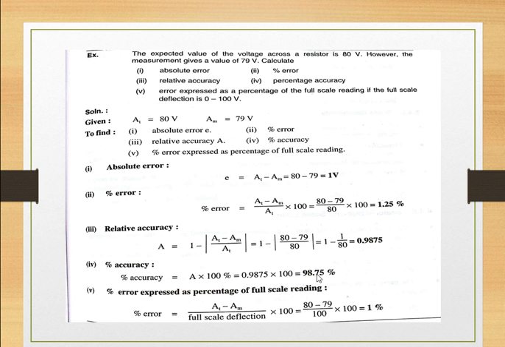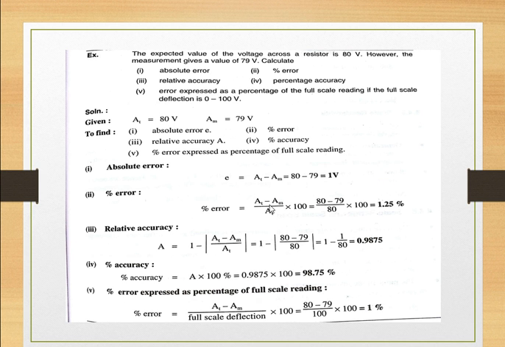So relative accuracy is 1 only when the expected value and the real value are equal. Okay, so there will not be any error at that time. So this 80 minus 80 will be 0, so there will be 0 error. Absolute error will also be 0. So we can say that whenever there is a 0% error and 0 absolute error, the relative accuracy is 1. So this is the reverse engineering that I have told you now.